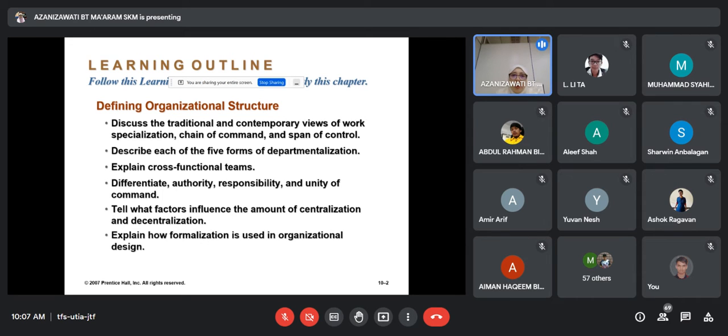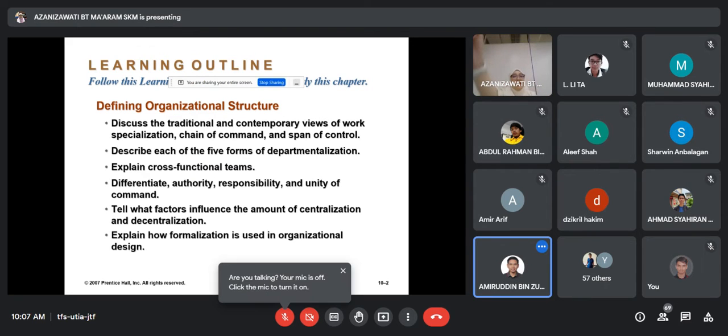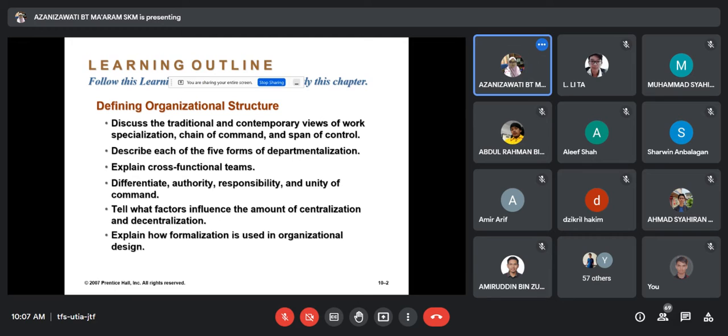So in this topic, we will cover traditional and contemporary views of work specialization, chain of command, and span of control. For example, when you did your internship, who was your superior? Did you report directly to the director or the CEO? Company supervisor. Okay, who is the company supervisor? Project engineer. You have to report to the engineer, and then the engineer has to report to their superior. Who is their superior? Manager. Department manager.